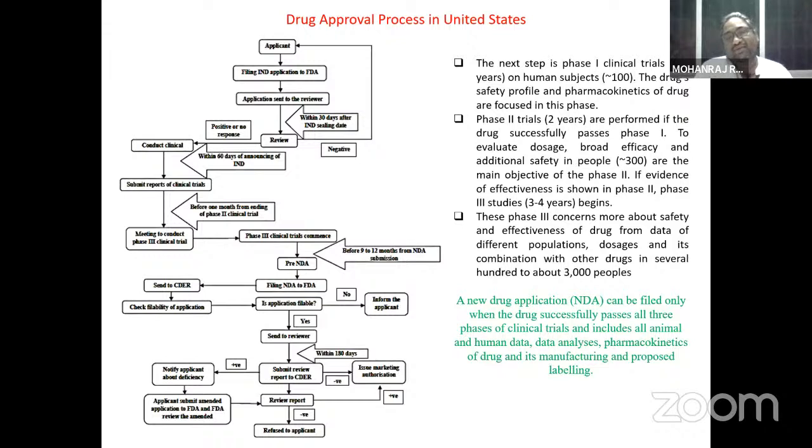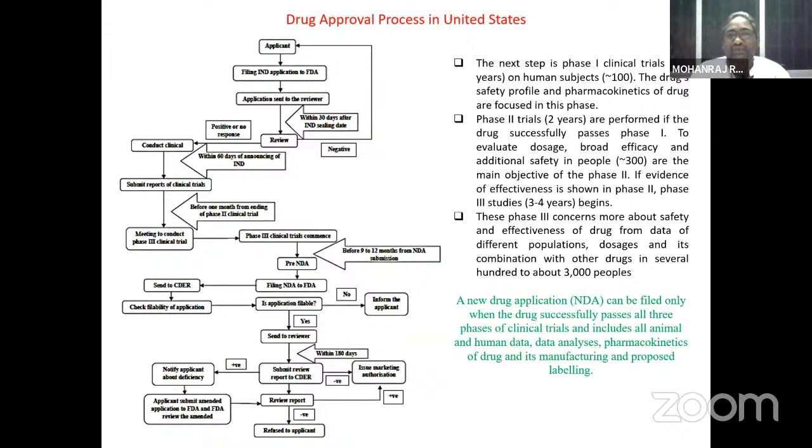The next step is the clinical trial, phase 1, which may take 3 years maximum or 1 year minimum. The subjects are approximately 100 humans, where we discuss the safety profile and the kinetics of the drug. That is the focus of phase 1. Phase 2 trial takes nearly 2 years. Once phase 1 is passed, we get into phase 2. Here, the study is performed on approximately 300 patients to evaluate the dosage, efficacy, and other safety issues.